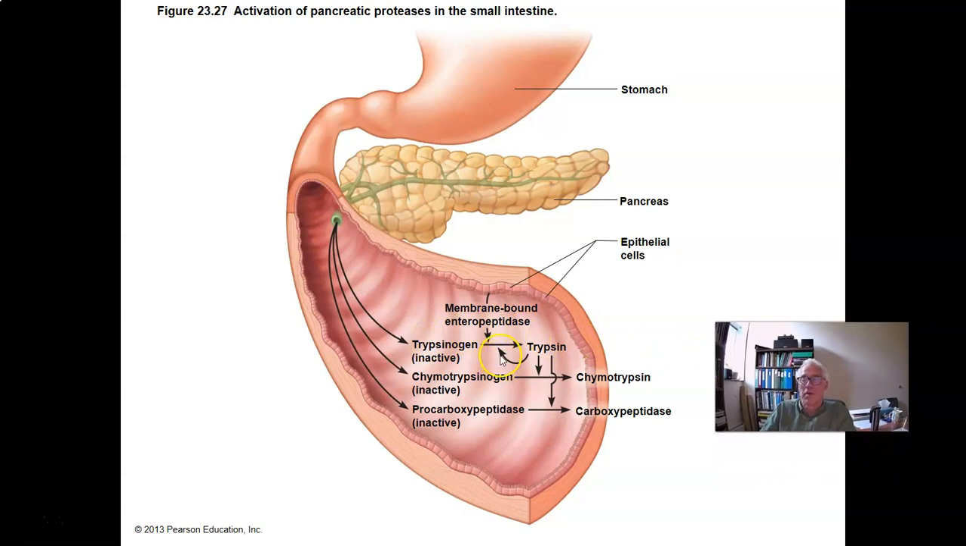The digestive enzymes that the pancreas produces come into the duodenum in inactive form, zymogen form. You see the suffix OGEN: trypsinogen, chymotrypsinogen, and procarboxypeptidases. They're inactive, and then there's an enzyme in the brush border, the microvilli of the epithelial cells here, that can activate all these enzymes. The way that works is the very first enzyme in the list, trypsinogen, is activated by enteropeptidase in the membrane of these cells in the brush border to form trypsin, and the activated trypsin then converts chymotrypsinogen to chymotrypsin. Carboxypeptidases become activated. All the enzymes become activated by trypsin.